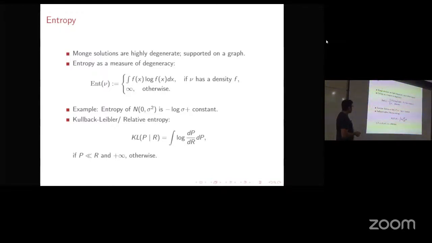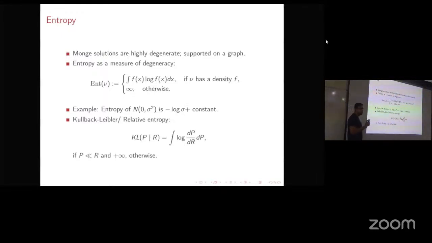Okay, so when optimal transport is actually used on data, there is a slight change, which is that it introduces an object called entropy. Obviously, all of you must have heard the word entropy. In this case, it's a measure of degeneracy. The differential Shannon entropy is the negative of the optimal transport entropy. This is my definition of entropy: if nu has density f, it's the integral of f(x) log f(x) dx. If it doesn't have a density, then it's infinity.